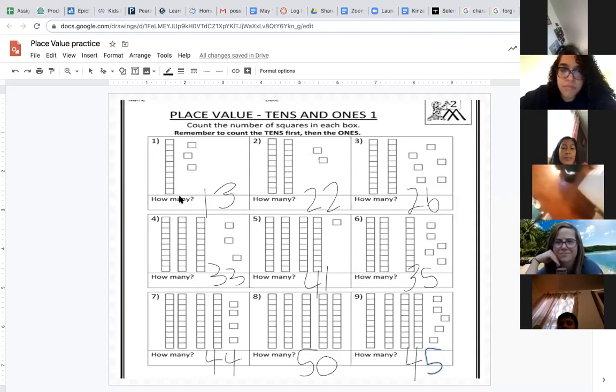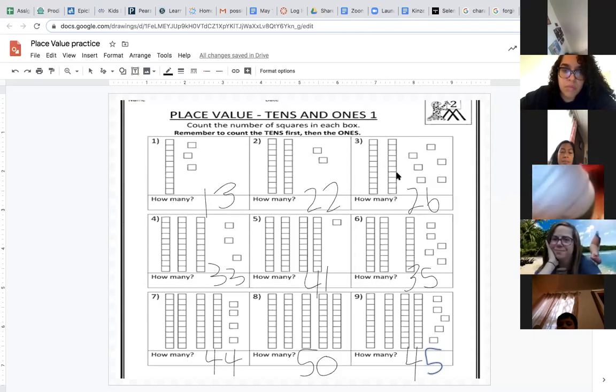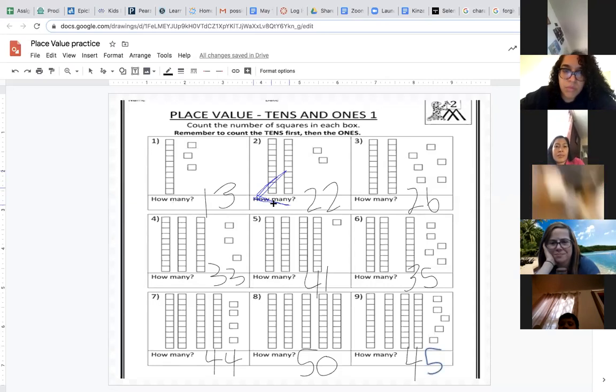13 has one group of 10. 22 has two groups of 10. If I wanted to decide which one I wanted to eat up, I want to eat up the one that has the most. So I'm going to go ahead and eat up 22.